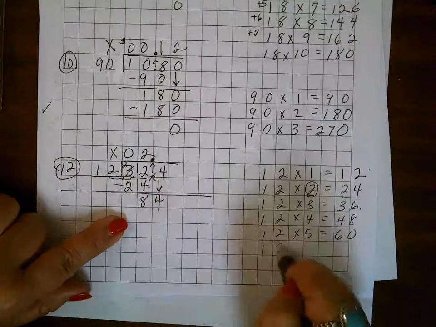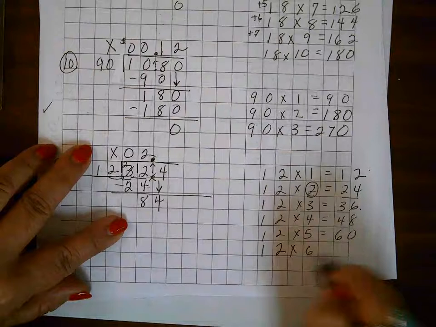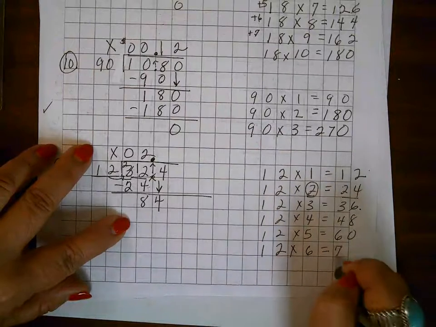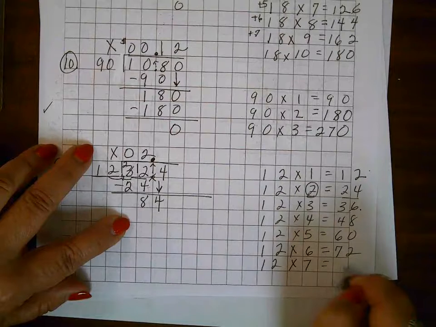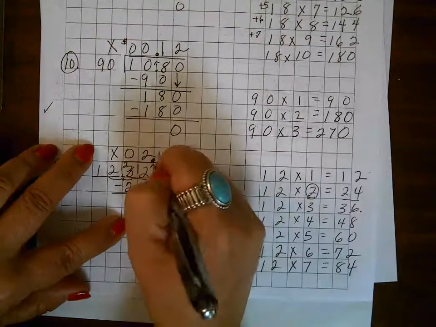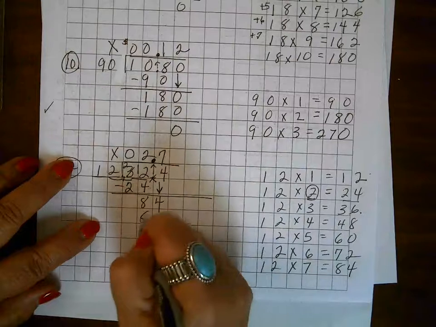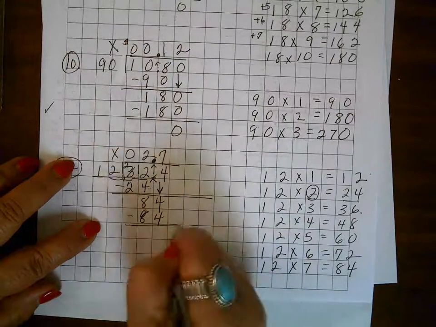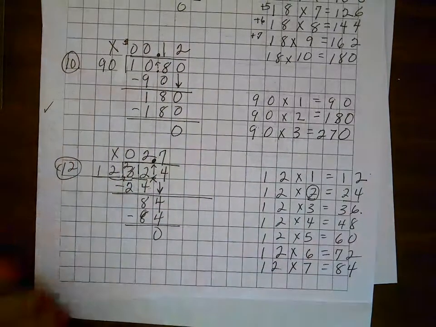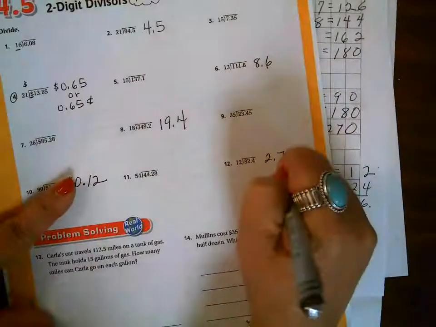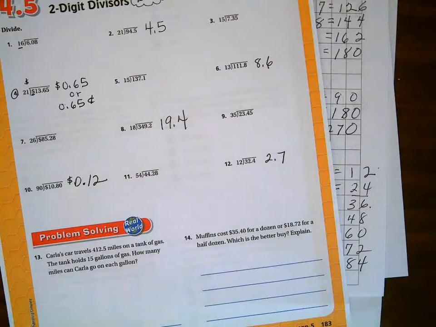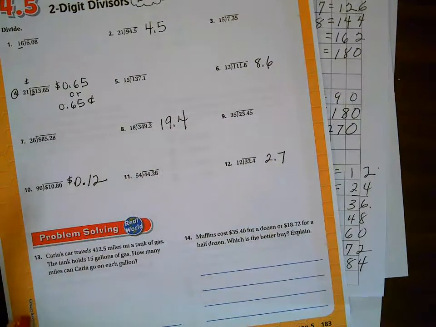Now let's see how many more groups. Some of you probably already figured this one out already, right? So this is 72. 12 times 7 is 84. So this is going to be 7, and that's 84. Subtract that out. So 2.7 is my answer, 2 and 7/10. I apologize. Didn't mean to say 2.7. It's 2 and 7/10. All right, let's look at number 14.